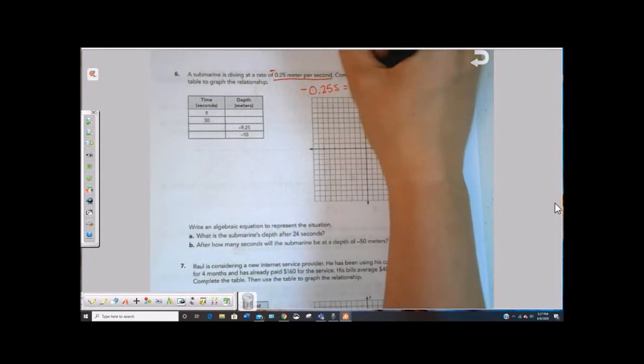Problem 6 says a submarine is diving at a rate of 0.25 meters per second. Diving means it is going down, so that is a negative amount. Basically I have negative 0.25 per second equals the meters.